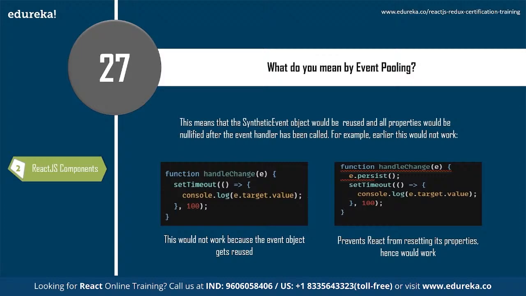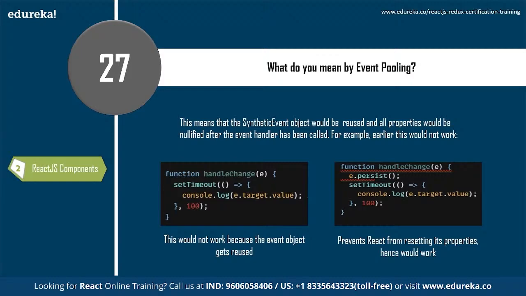This means that the synthetic event object would be reused and all properties would be nullified after the event handler has been called. Now, for example, you can see the code snippets available here. So earlier, when event pooling was supported in React, the first snippet, as you can see over here, would not work because the event object gets reused. But with the help of the e.persist function, this code works because it prevents React from resetting its properties.